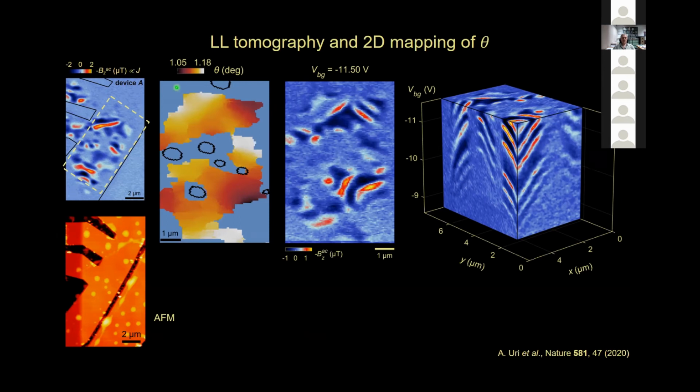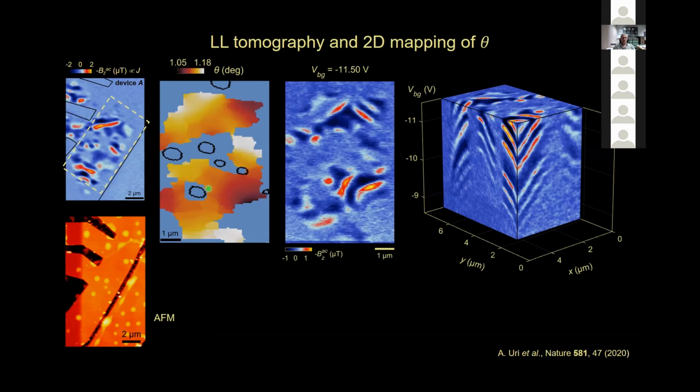But in addition, we have quite extensive areas where we do not see any particular features in the AFM image, but still they show no magic angle physics, either because the twist angle is very different from the magic angle or because of very high disorder.